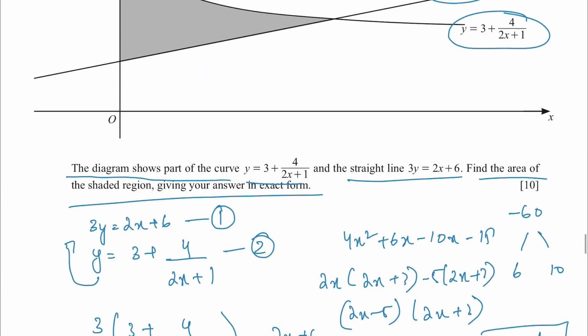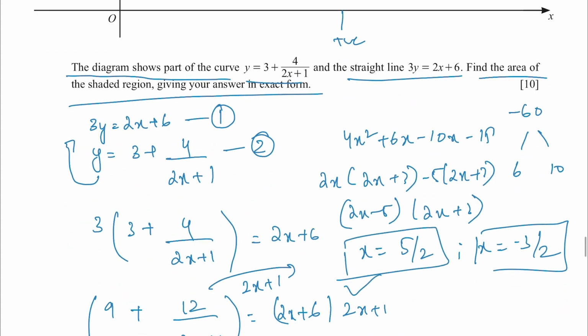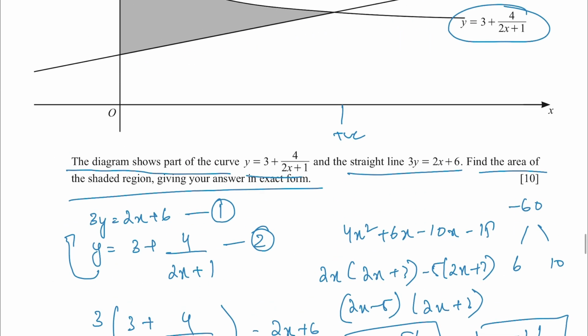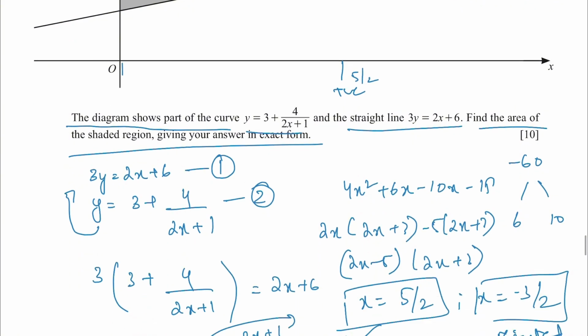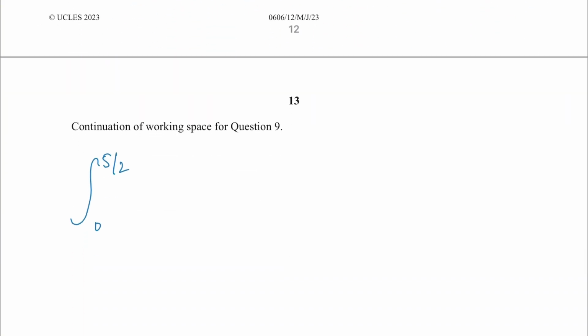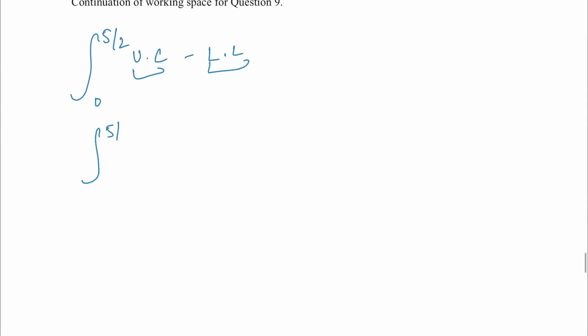We'll be rejecting this since we needed a positive direction. So this is our final answer, and this is rejected. So we have our x as 5 over 2. Now remember what we concluded: we need to take the limits of 5 over 2 till 0, since this point of intersection is 5 over 2, and we need to subtract the lower line from the upper curve. Let's write both equations.